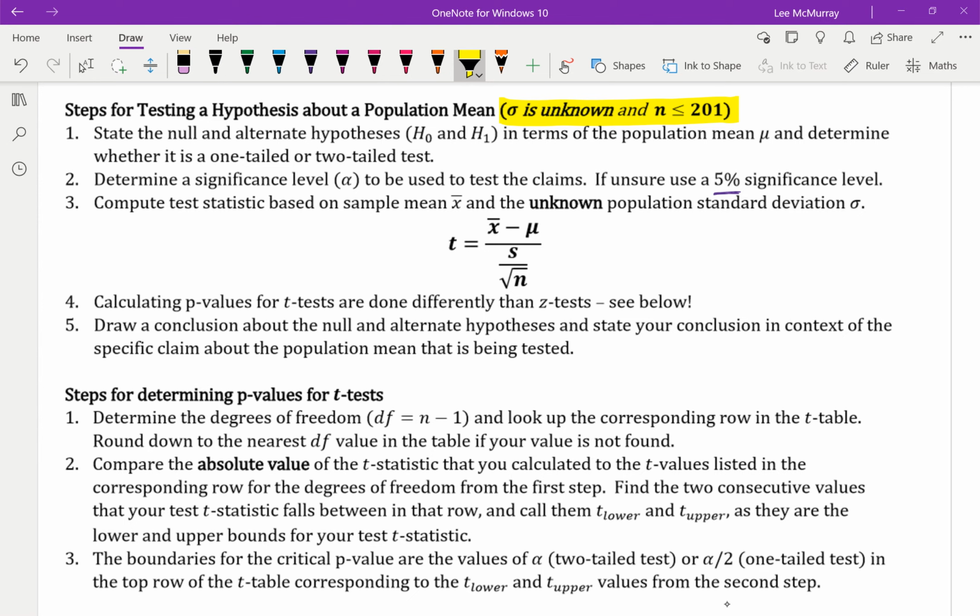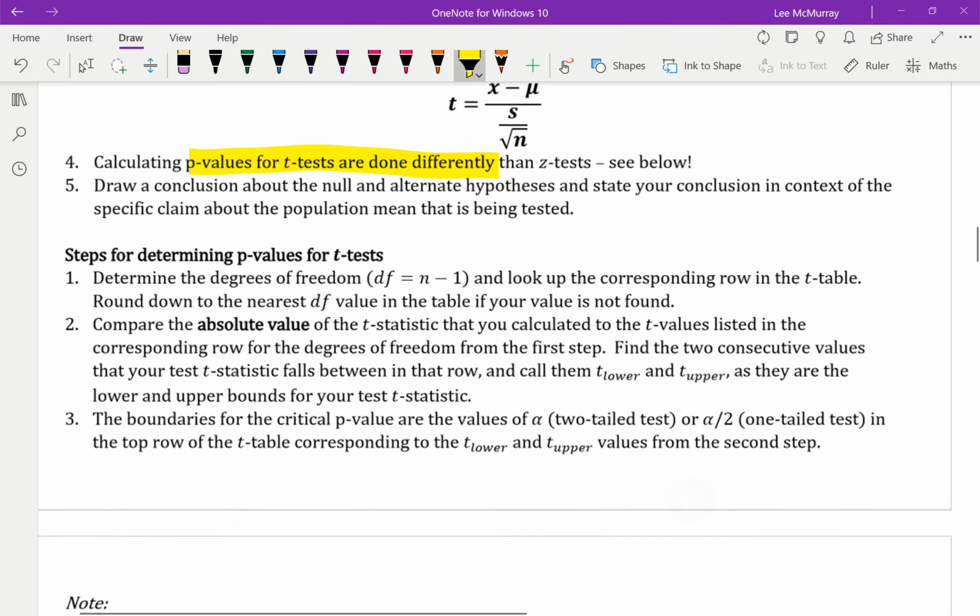That's really the big difference here when we're using the t-distribution. And of course, it's a different sheet we're using too. We're no longer using the z-score table, we're using the t-distribution, so we're going to have a few more rules here. And number 5, same thing: we draw a conclusion about the null and alternate hypothesis. State your conclusion in the context of the specific claim about the population mean that is being tested. I'm going to highlight this: p-values for t-tests are done differently, so make note of that.